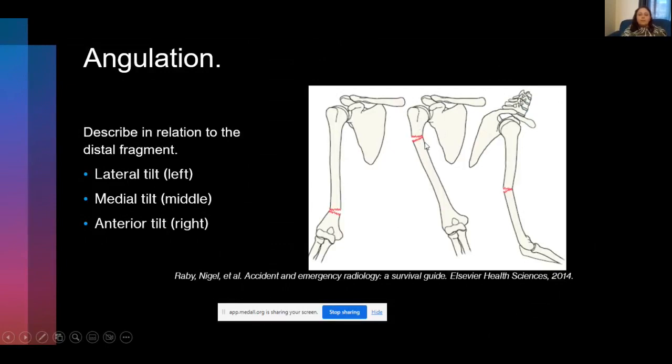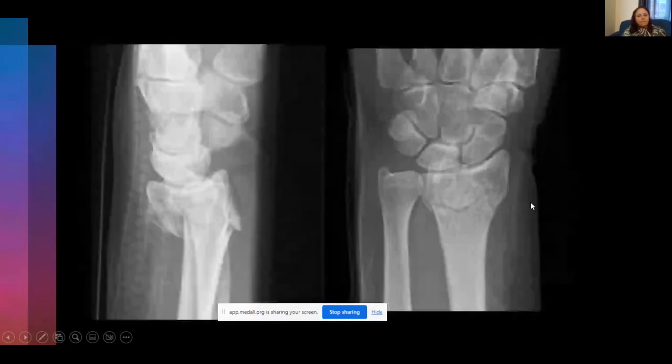That's another example where there is medial tilt or medial angulation. On the lateral view, that's anterior and that's posterior, so there is anterior tilt or anterior angulation of the fracture.